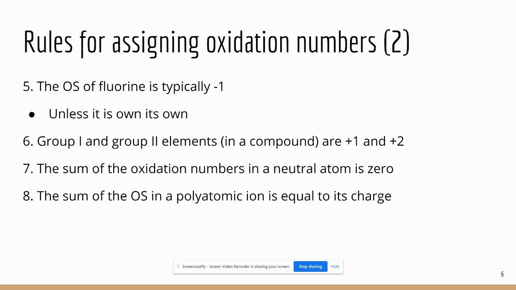Next, the oxidation state of fluorine, even when it's part of a covalently bonded compound, is typically -1. This is not true if it's F2. Next, if we have group 1 or group 2 elements in a compound, they're going to be +1 or +2, even if they're not your typical type 1, type 2 compounds. And then the last two rules, which are very important: the sum of oxidation numbers in a neutral compound is 0, so in NaCl the +1 and -1 add up to 0. And the sum of oxidation states in a polyatomic ion is equal to its charge.